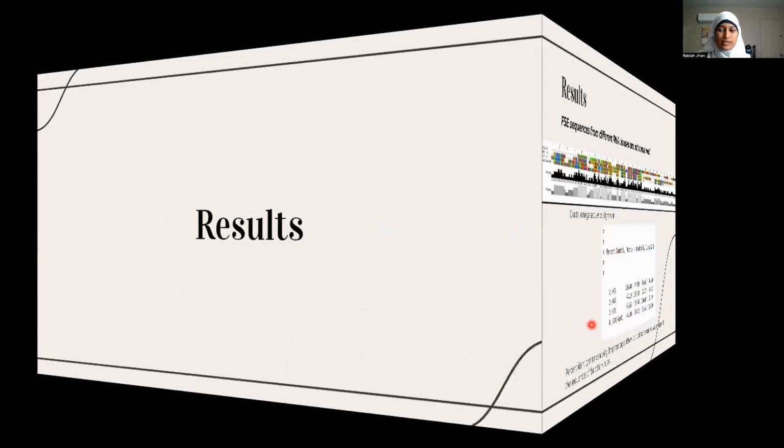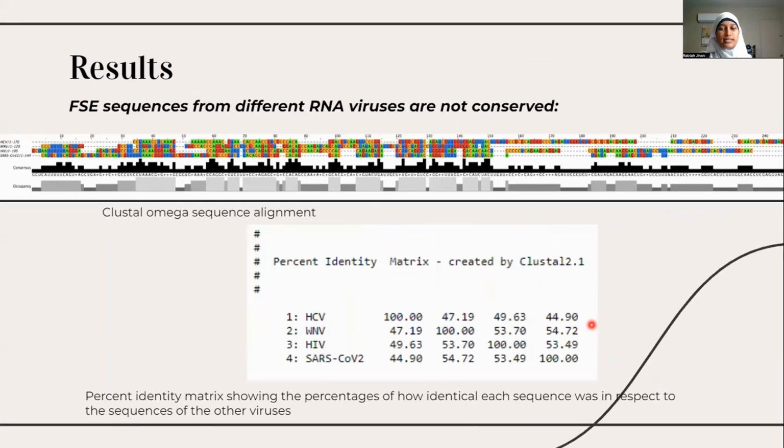Now, going into the results, after performing the sequence alignment using Clustal Omega, we opened the final alignment results here with Jalview in this figure. And our results show that FSE is poorly conserved within the various RNA viruses.